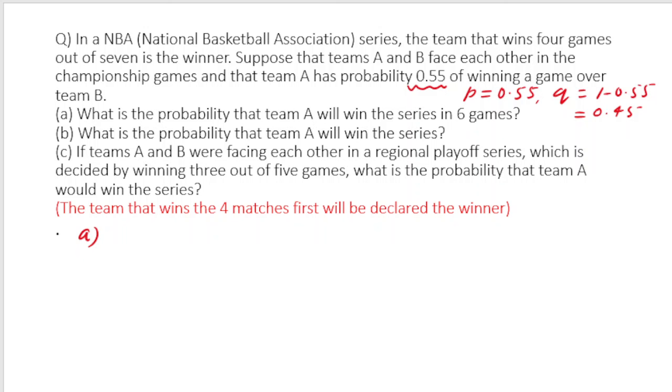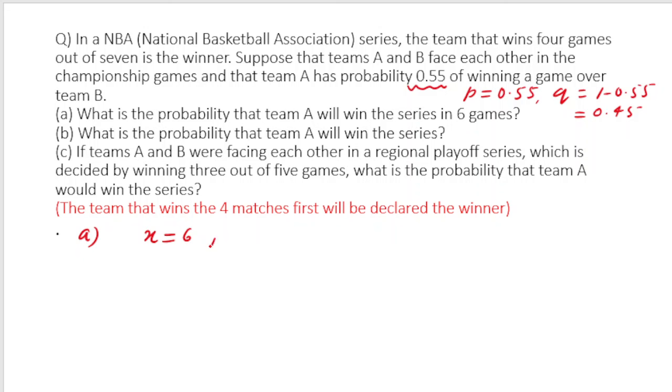So the first part of the question is, what is the probability that team A wins the series in 6 games? So basically x is equal to 6. Each game is a trial. If you win it, it is a success, and if you lose it, it is a failure.